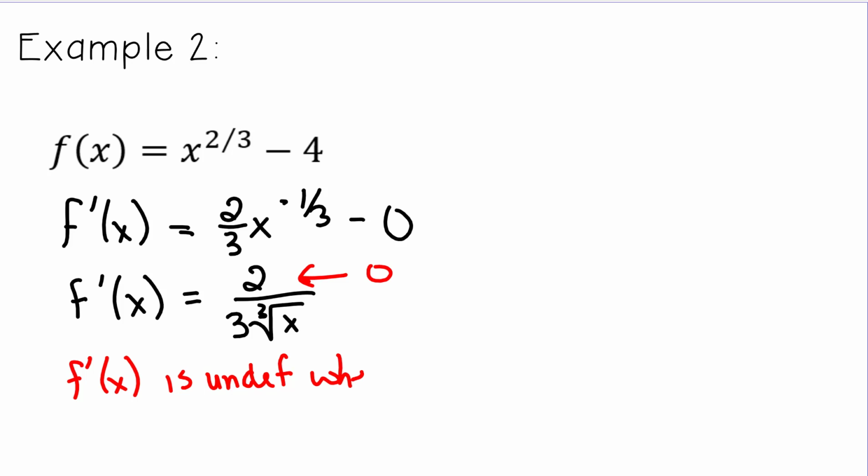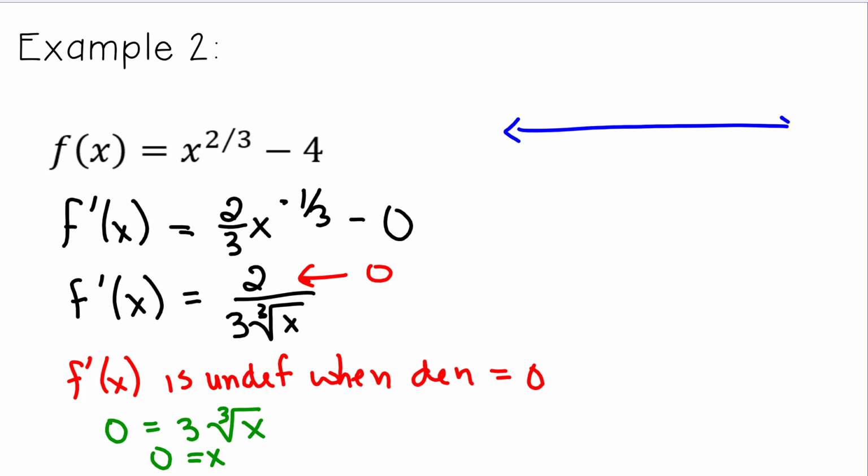when the denominator equals 0. So we're going to set the denominator equal to 0. So I have 0 equals 3 times the cube root of x, and this happens when x equals 0. So what I'm going to do next is I'm going to set up my number line for f prime of x. So here's my number line. We're going to label it as f prime. On my number line, I'm just placing 0. And then I'm going to pick a number on either side. Let me circle 0. I'm going to pick negative 1 and positive 1.